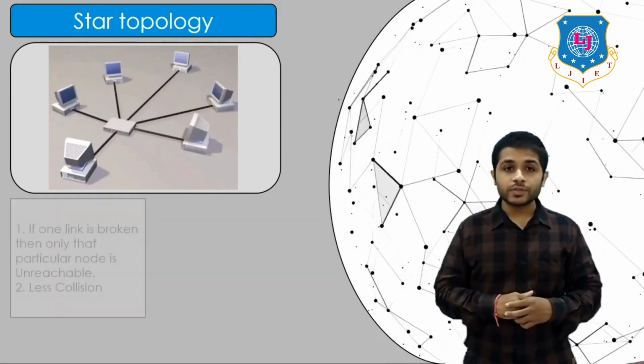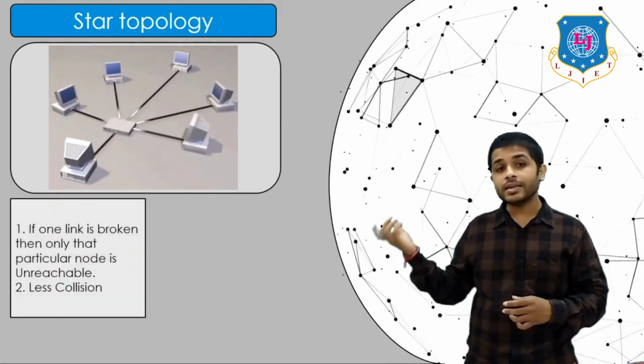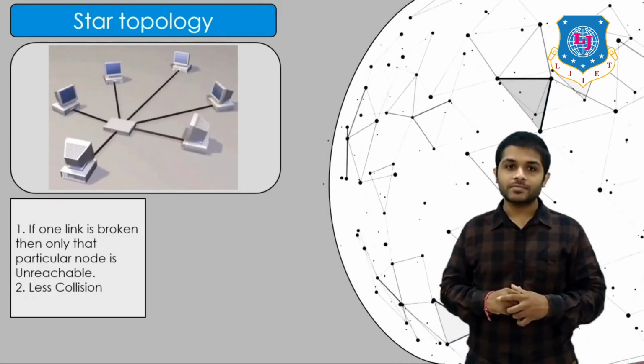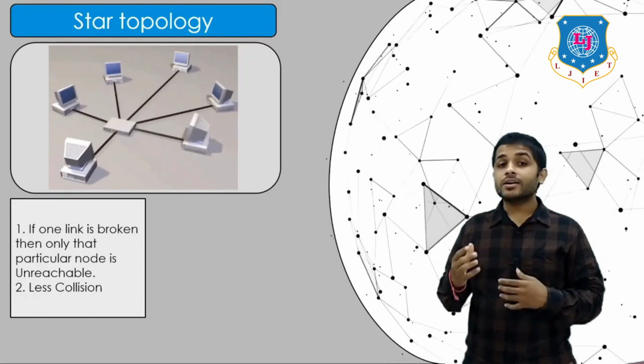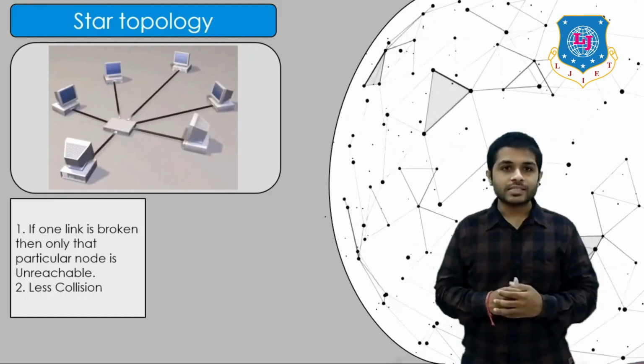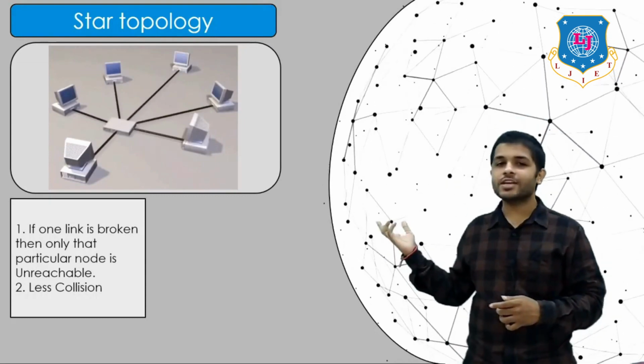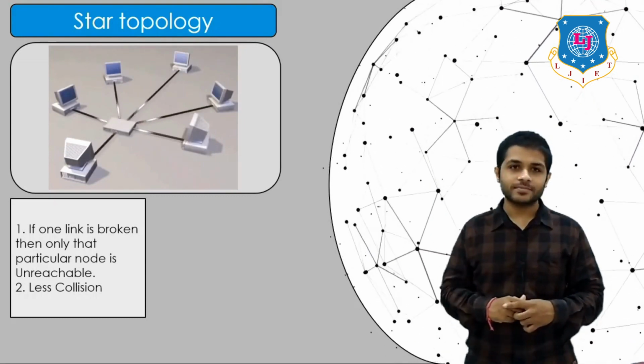What are the advantages of the star topology? If one link is broken, then only that particular node is not reachable. And another advantage is that the collision is less. Why? Because each device has a dedicated link.